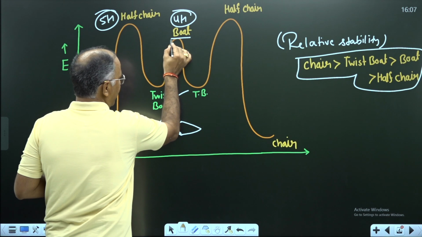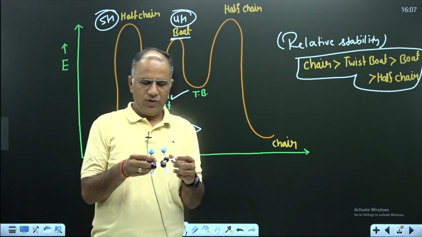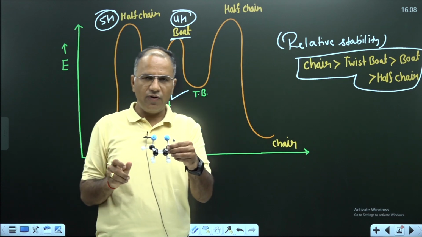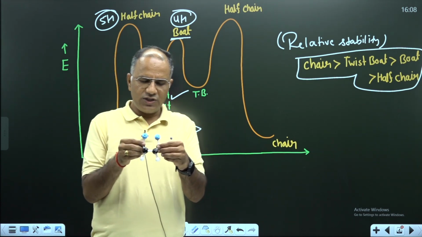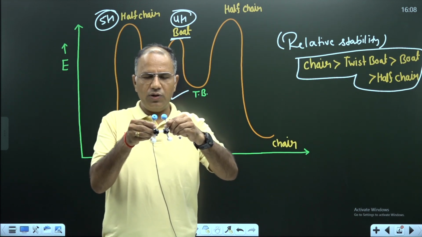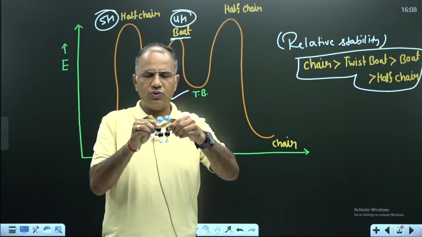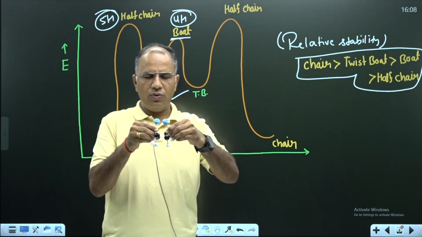Now, if we compare the stability of boat and twist boat, what is the difference in relative stability? You just check it. This is boat form. Now I will convert this boat into twist boat. Watch it closely and see how stability increases. This is boat, this is twist boat.